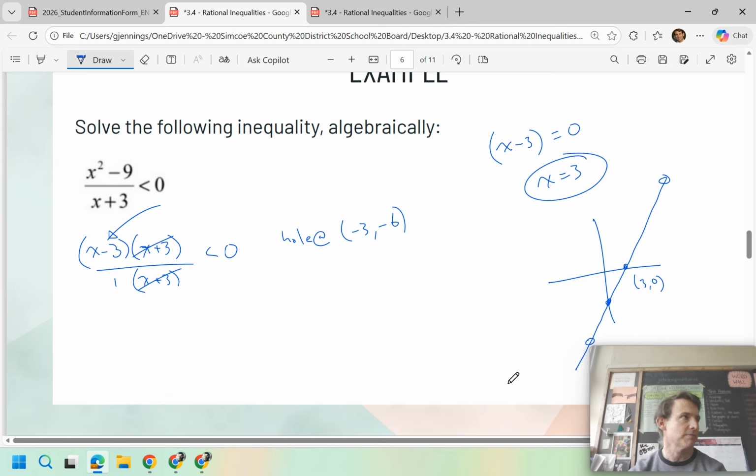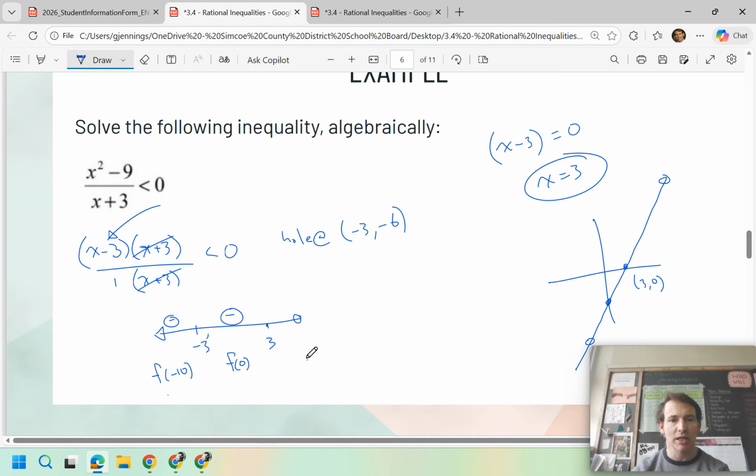Minus 3, minus 6. So that's what our sketch would look like. Our interval table can look like we have minus 3 down here, 3 over here, and we're going to check f at minus 10. Minus 10 minus 3 is minus 13. That's negative. After the hole, we'll test f at 0. That's minus 3, and that's negative.